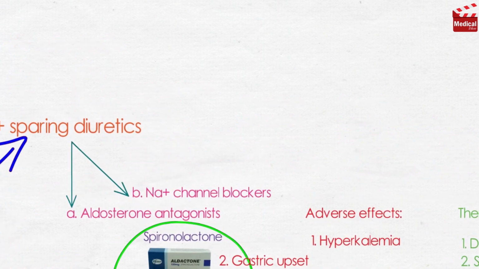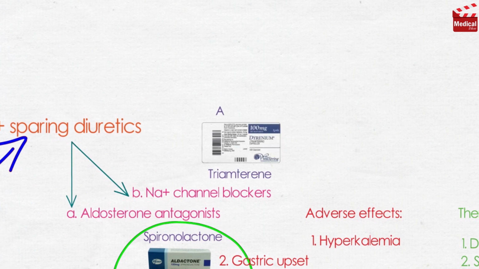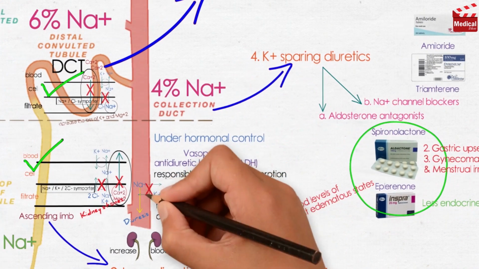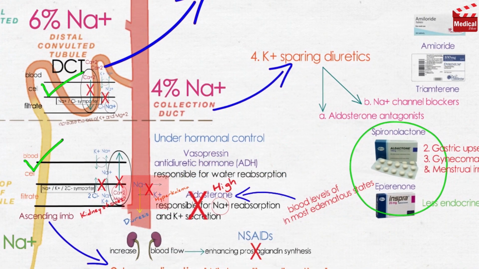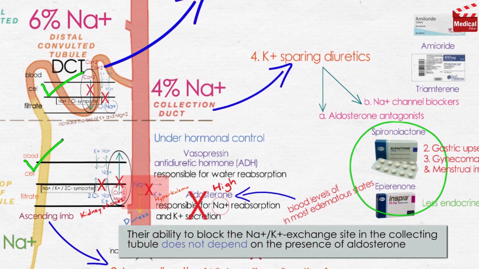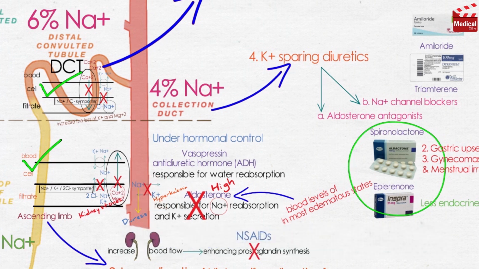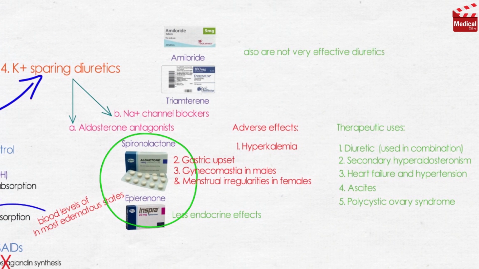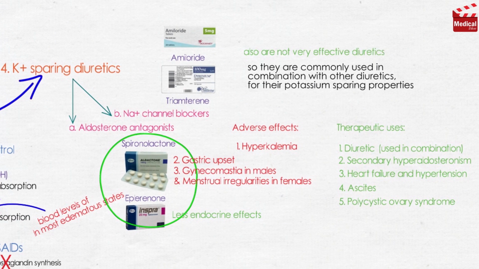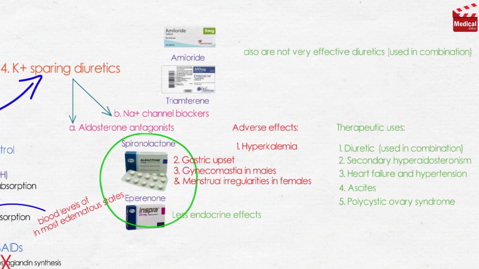And finally, let's talk about the other category, sodium channel blockers. Triamterene and amiloride block sodium transport channels, resulting in a decrease in sodium and potassium exchange. Their ability to block the sodium and potassium exchange in the collecting tubule does not depend on the presence of aldosterone. These agents also are not very effective diuretics, so they are commonly used in combination with other diuretics, for their potassium-sparing properties. The side effects of triamterene include potassium retention, increased uric acid and renal stones.